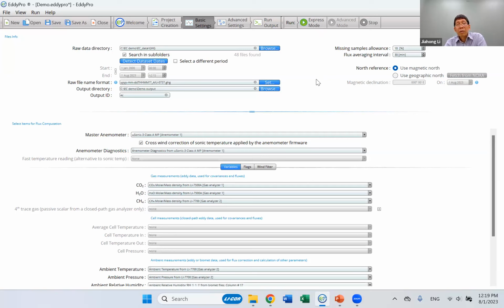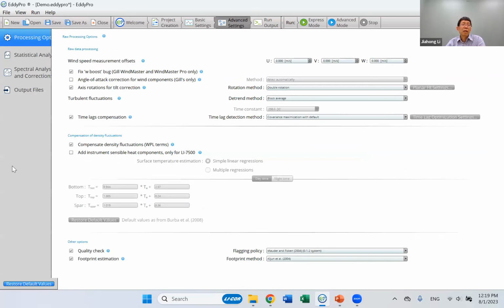This is mainly for the 2D rotation. It does not output any spectral results. So if we want to use a planar fit and also want to get spectral results, we need to run EddyPro in advanced mode. So now let's go to advanced settings here.